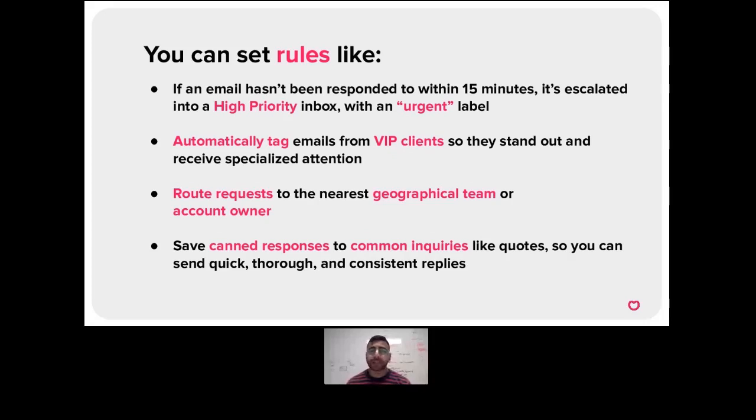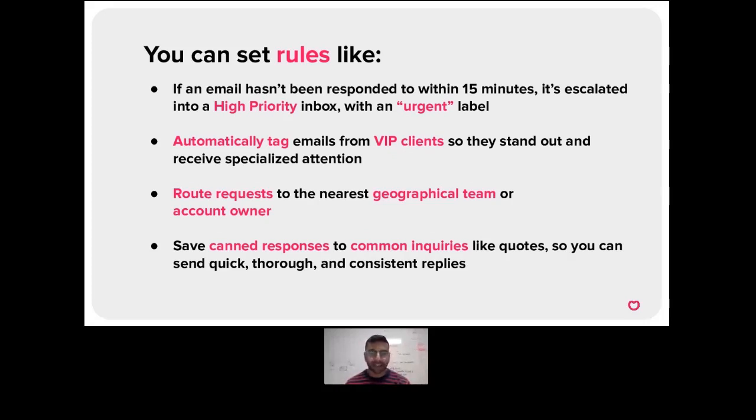If an email hasn't been responded to within 15 minutes, you can move it to a shared inbox that you could label as high priority, that multiple people can have access to, and then tag it with an urgent label. You could create these automatic rules to do just this. So if you have SLAs where you need to respond to a prospect or a customer within 15 minutes or so, you could create these rules so that people are notified, labels are tagged, and you know exactly if something needs to be responded to right away.